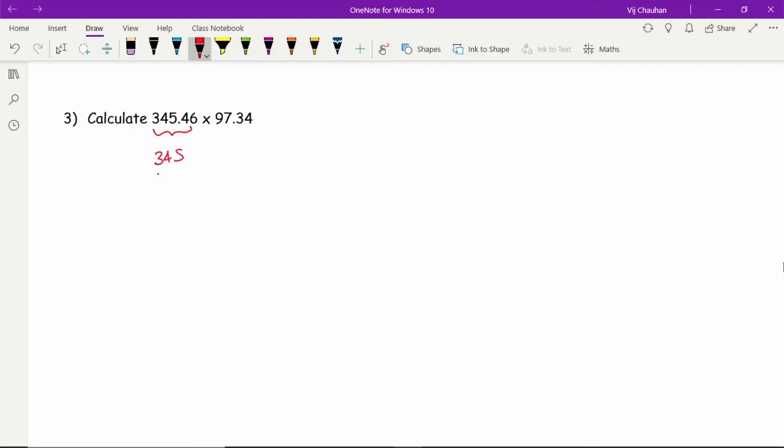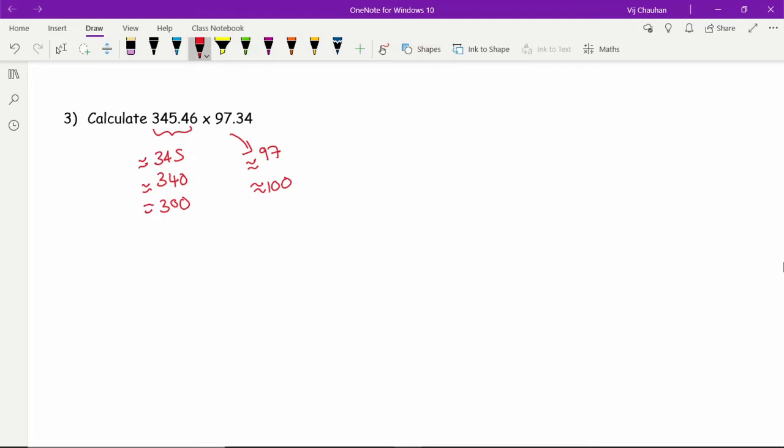You might just want to use 340. You might even go as far as only wanting to use 300. And again, for each of those, I've made it particular. And likewise for 97.73, I could just use 97. I could use 100, or I could use 90. And again, it's just a case of making it easy for us to work out.